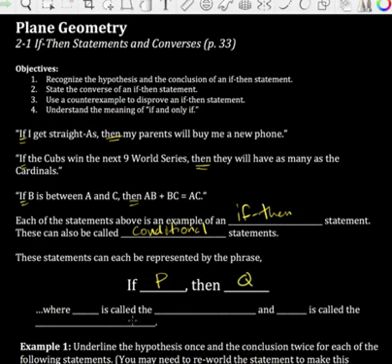If P, then Q, where P is called the hypothesis, which is a word you probably heard in science class before, and Q is called the conclusion. So P is the hypothesis, Q is the conclusion. P is the statement that may or may not be true. Like in science, we form a hypothesis, then we find out if our hypothesis turns out to be true or not. And Q is the conclusion that will always be true when the hypothesis turns out to be true.